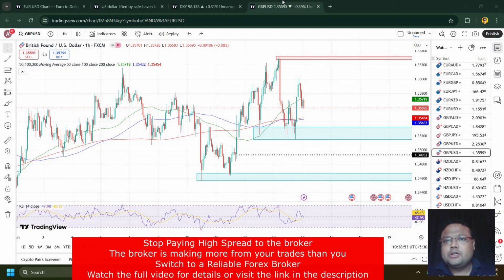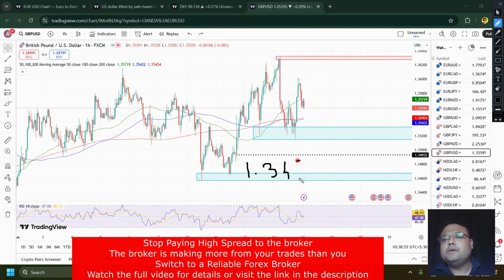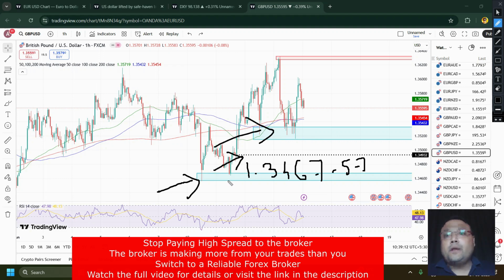The third support on the chart of GBP USD is around 1.3467 to 1.3457, this blue box at the bottom, because the market has taken support around here previously, so we are considering it. So these are the three support levels or zones on the chart of GBP USD where we can look for a buy position if the market respects them. Be careful before taking any position because the chart is too choppy. You can clearly see the chart seems to be dangerous, isn't it?